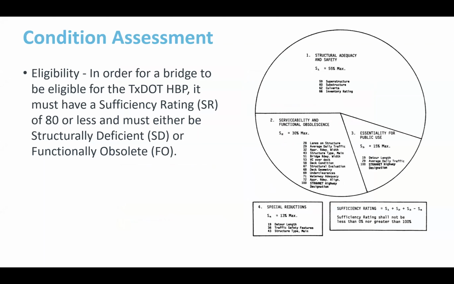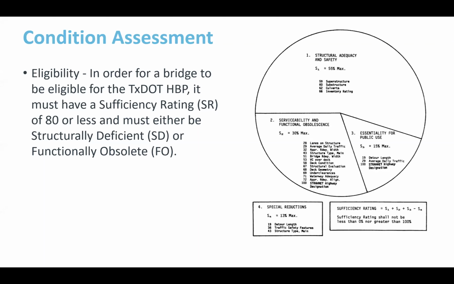So the figure on the right is taken directly out of the National Bridge Inspection Guidelines. And the criteria on the left is coming out of TxDOT. Since we're talking about Texas here, it'd be appropriate to show you what TxDOT considers in doing their condition assessment. The eligibility is that in order for a bridge to be eligible for TxDOT's Highway Bridge Program, it must have a sufficiency rating of 80 or less. So keep that in mind, 80 or less, and it must be either structurally deficient or functionally obsolete. So it needs to be one of the two.